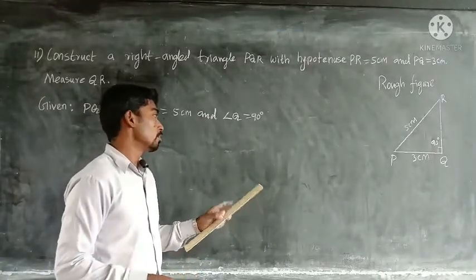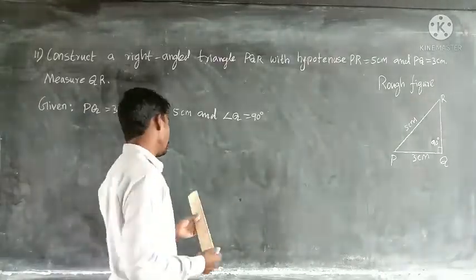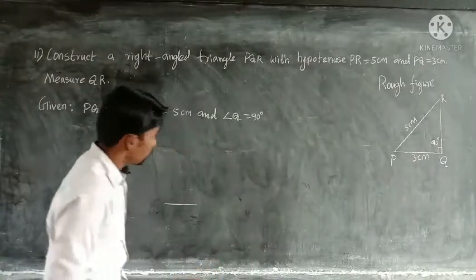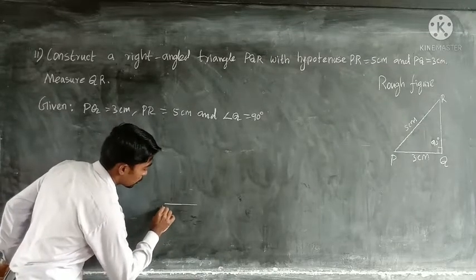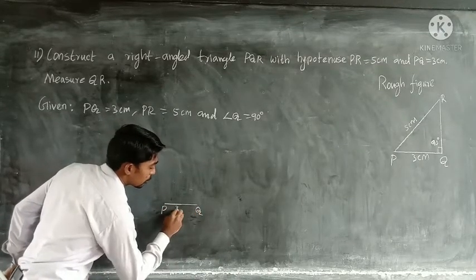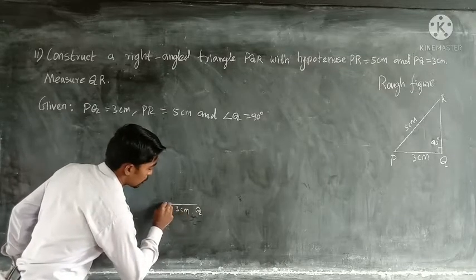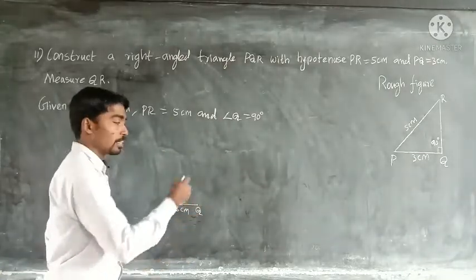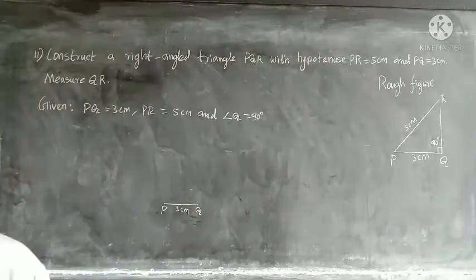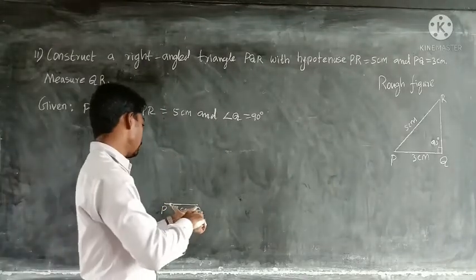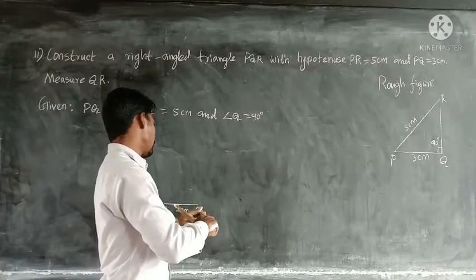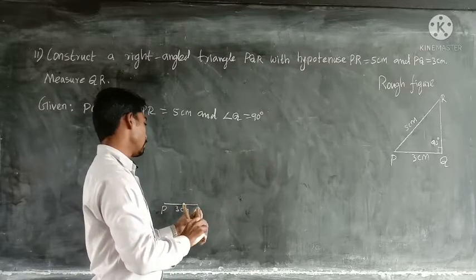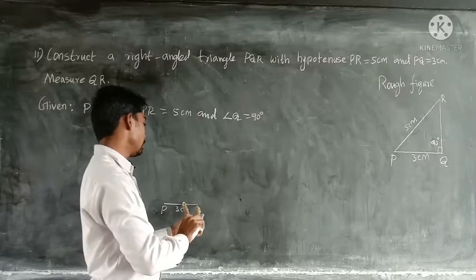Draw a line segment PQ, that is 3 cm. By using ruler, we can draw it. PQ is 3 cm. Now we are going to find angle Q, that is 90 degree. By using compass, we can find out. You take less than half of the radius by using compass and draw a circle, draw a semicircle.